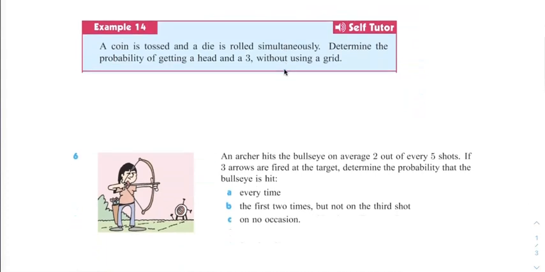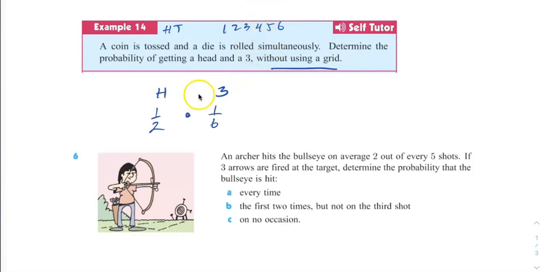So let's do an example. A coin is tossed and a die is rolled simultaneously. Determine the probability of getting a head and a 3 without using a grid. So the odds here, you want to get a head and you want to get a 3. If we toss a coin, you have 2 possibilities, heads or tails, so the odds of getting a head would be 1 out of 2. When you throw a die, you have 6 possibilities, 1 through 6. The odds of getting a 3, well, there's only one 3 there, so 1 out of 6.